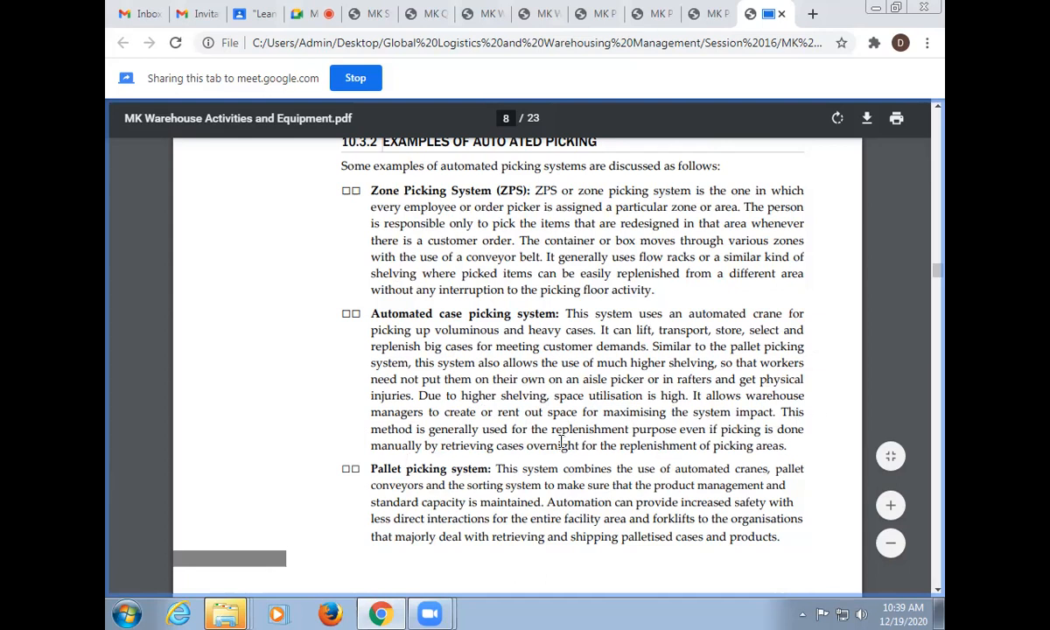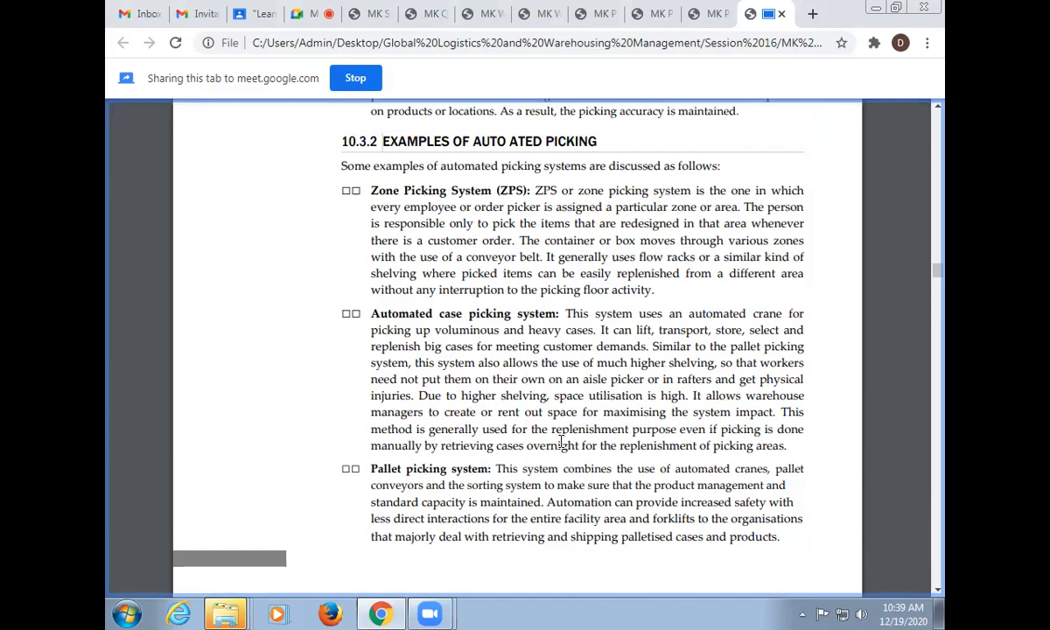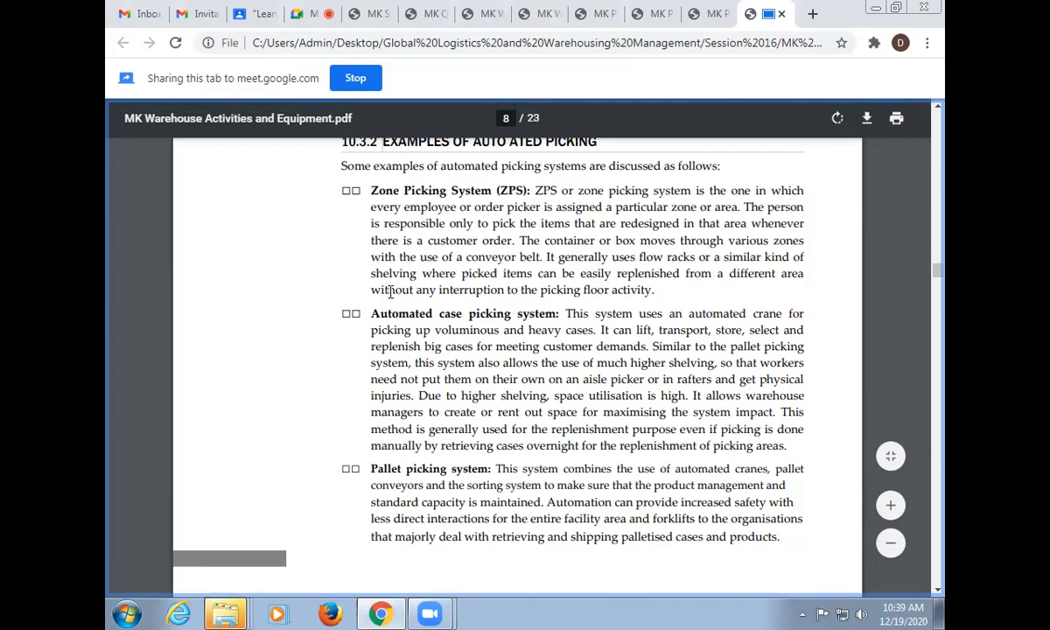This method is generally used for replenishment purposes if the picking is done manually, by retrieving cases overnight for the replenishment of the picking area. These are the automated case picking systems. These are the picking systems. Then the pallet picking system.